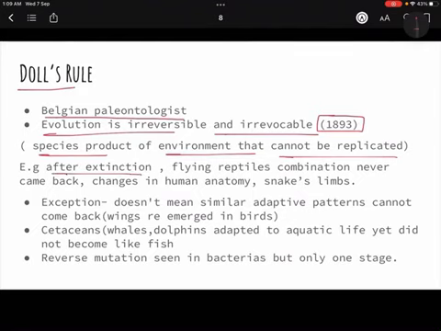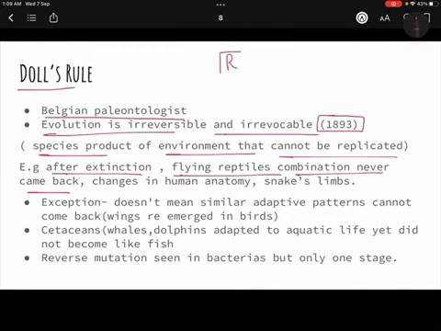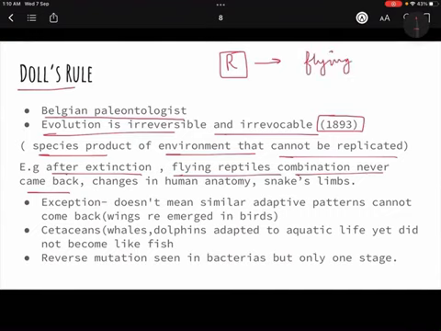For example, he says, after extinction, the flying reptile combination never came back. Means there was a time when the reptiles had wings and they were flying, but today's reptiles do not fly. But that doesn't mean that the combination of flying cannot return in some other species. It didn't work out for reptiles, but that doesn't mean somebody else cannot fly, right? As we see today, birds fly and other species fly, right? Bats fly, they're mammals, they fly. So it can come back, but it will not go back to reptiles again. The flying combination with reptiles will not come back.